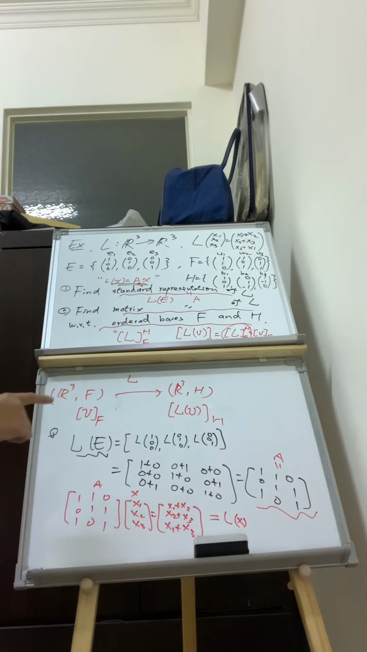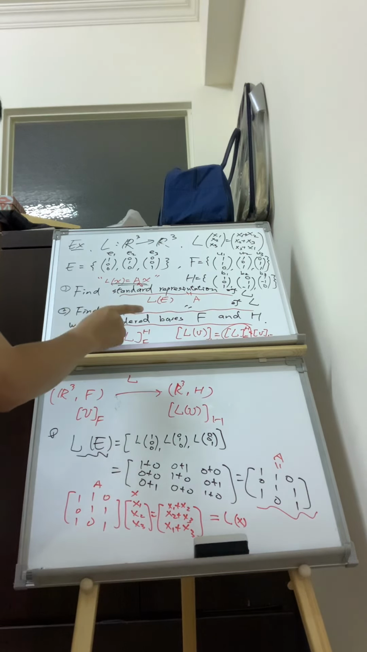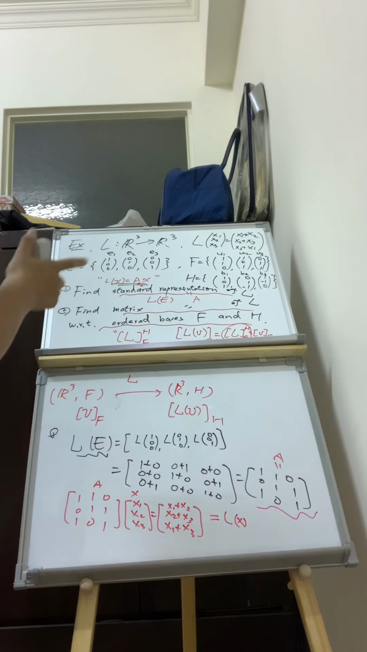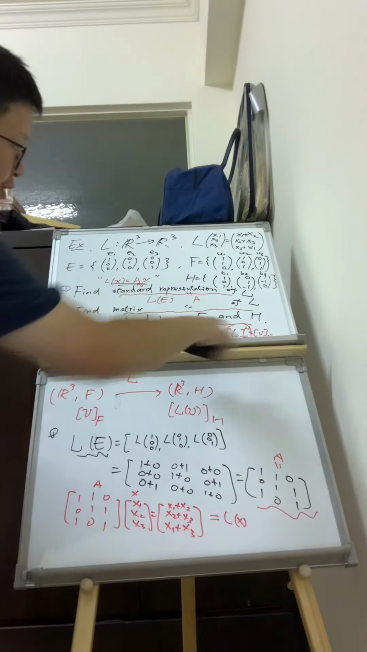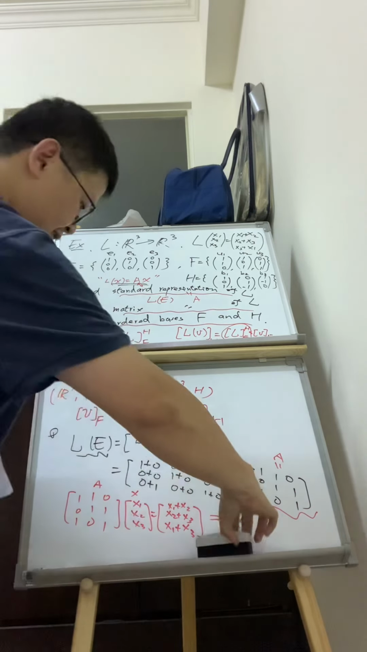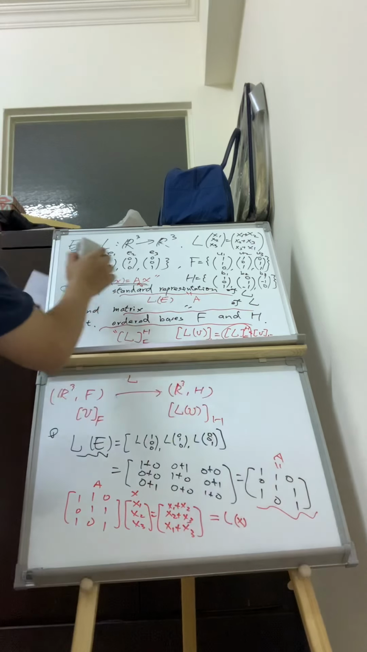Okay, so now let's see the second, general question: the matrix representation of L with respect to ordered bases F and H. It satisfies this equation, but we have the formula. So here I erase it.